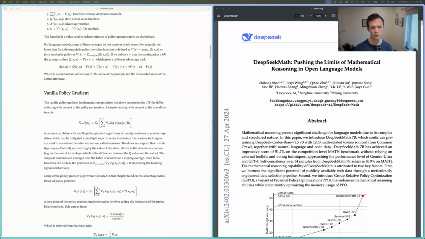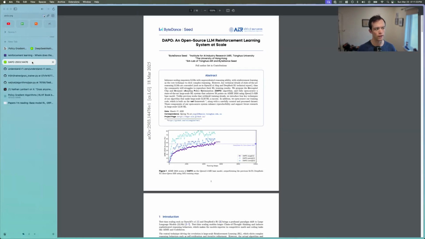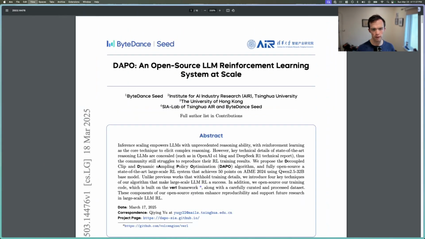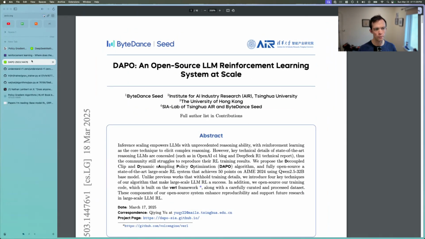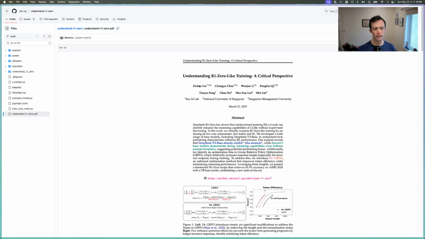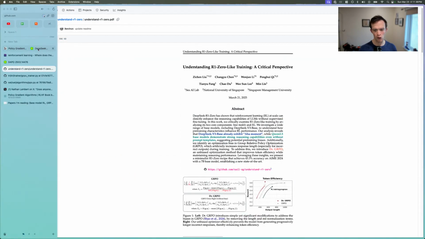I think we'll get to this, but there's been a couple of papers. I have them on the side here. One is DAPO, which was a very strong paper that understands different ways of implementing this, and it has code. And then there's this Understanding R1-Zero paper that has come out recently, which got me thinking about all of this and how GRPO should be done.